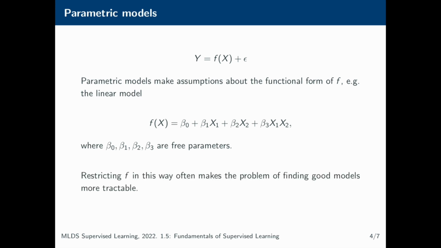By placing restrictions on f, we make the problem of finding good models much more tractable. All that we need to do for a parametric model is to determine good values for the parameters, and generally it's much easier to do this than to estimate whole functions more generally.